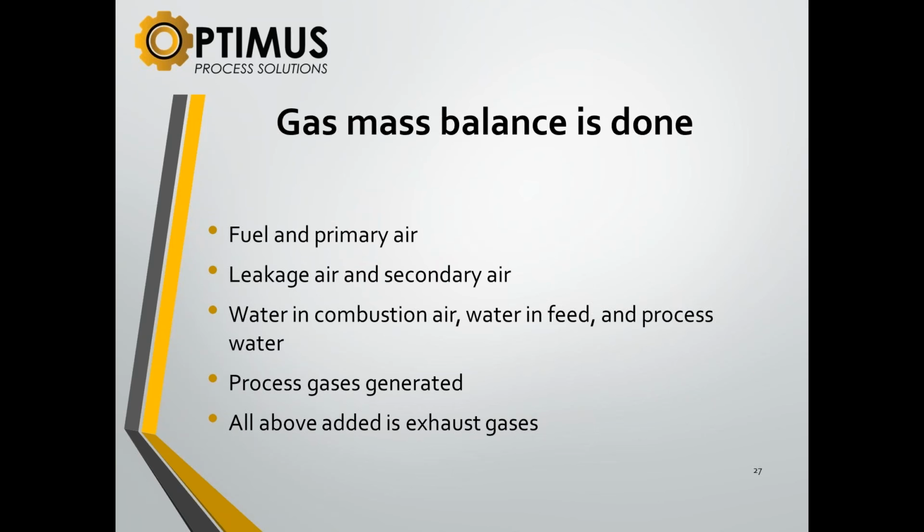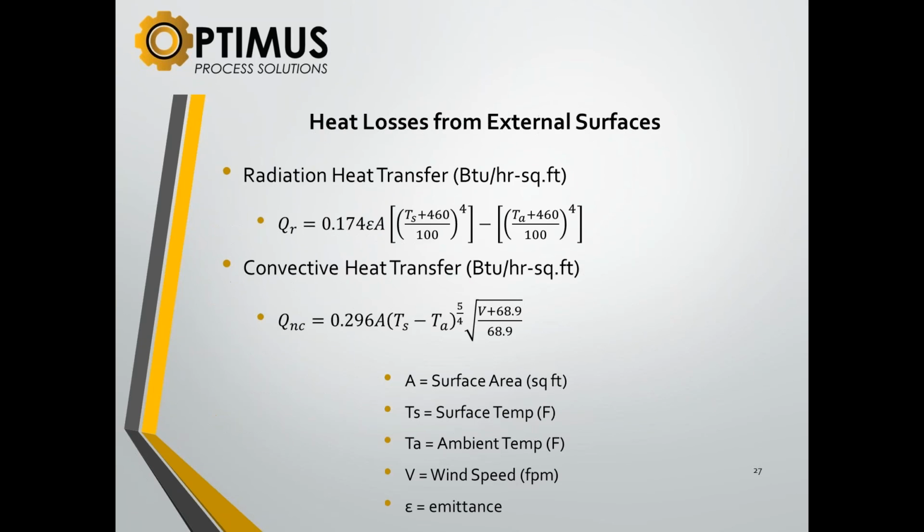And so far, it hasn't been difficult calculations. Each individual one's just additions, multiplications. So now we get into the losses on the external side. We essentially have two modes of heat transfer from external surfaces, which include the kiln, the firing hood, the cooler, and any ductwork that's at a significant temperature. So there's heat losses everywhere.